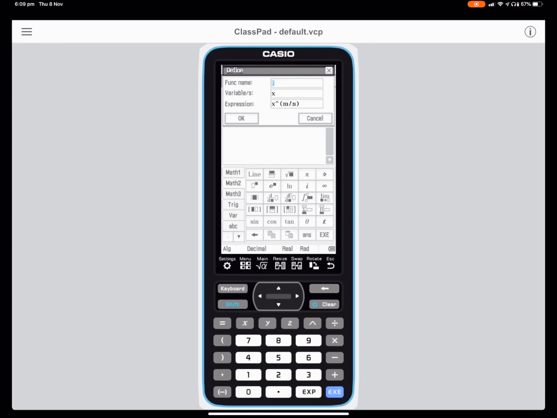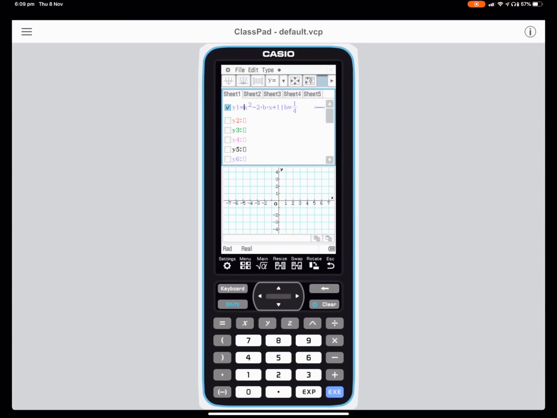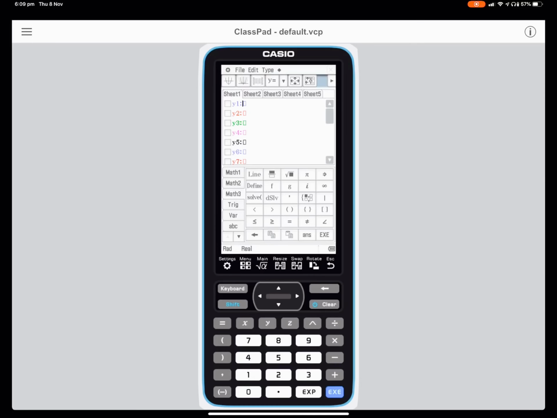Define g of x. Okay, let's sketch them. f of x, g of x.